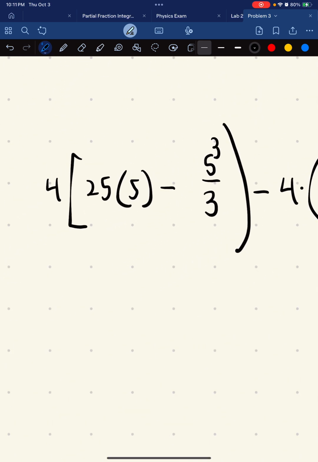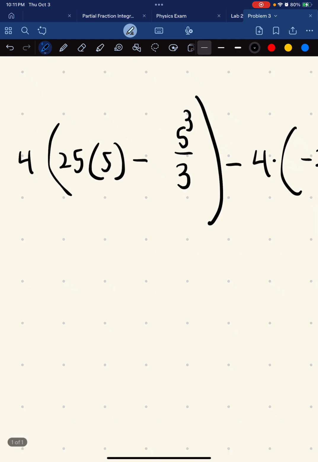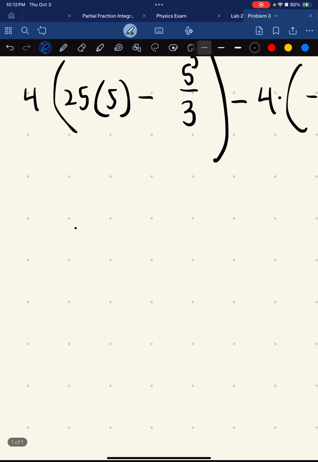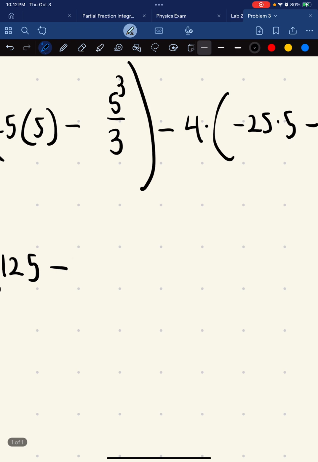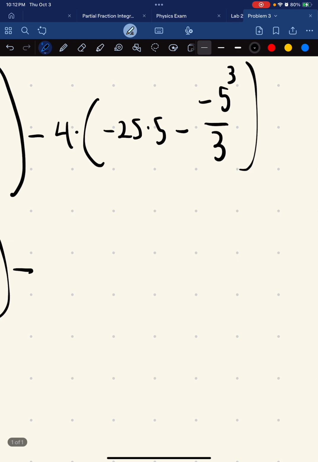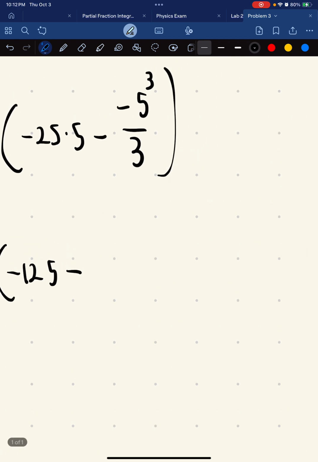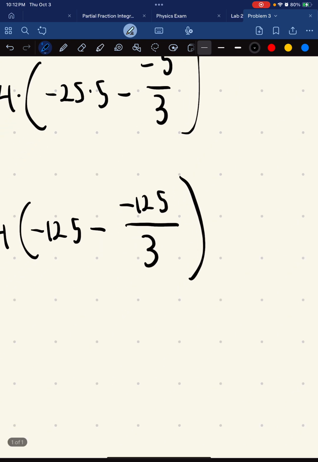And so now we just have to solve. I wrote a bracket, but parenthesis or bracket, it doesn't matter as long as you remain consistent. So now it's going to be 25 times 5, that's going to be 125, minus 5 cubed is 125 over 3, minus 4 times, no, it's -125 minus. And since it's a cube, we're going to end up with a negative. So it's -125 over 3. And since there are two negatives, this is just a positive.